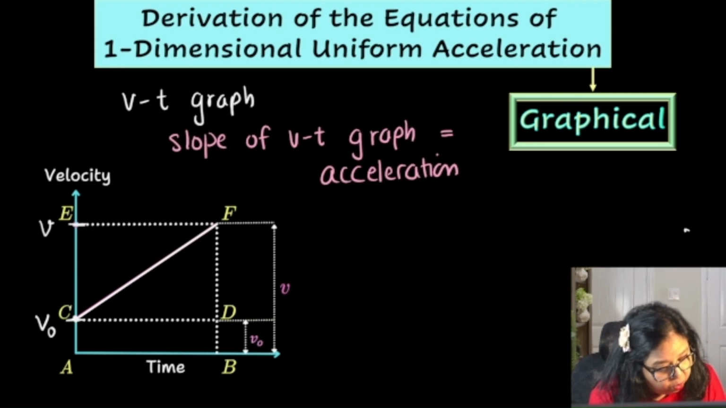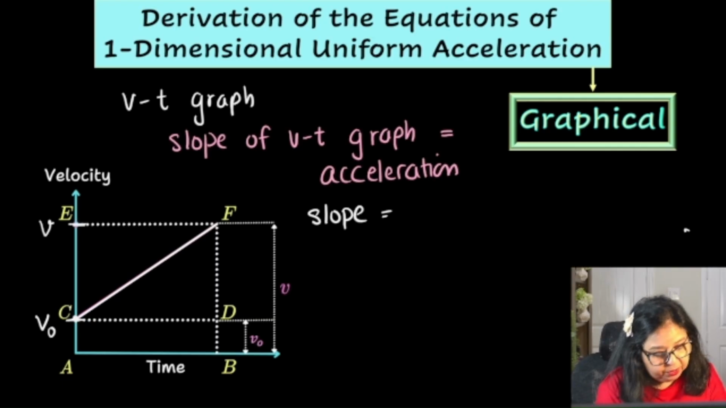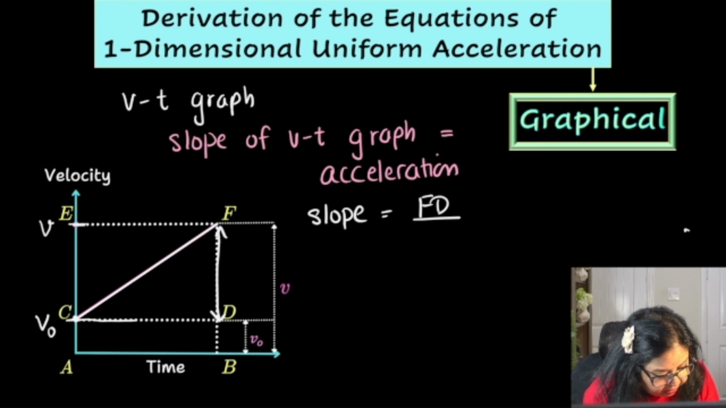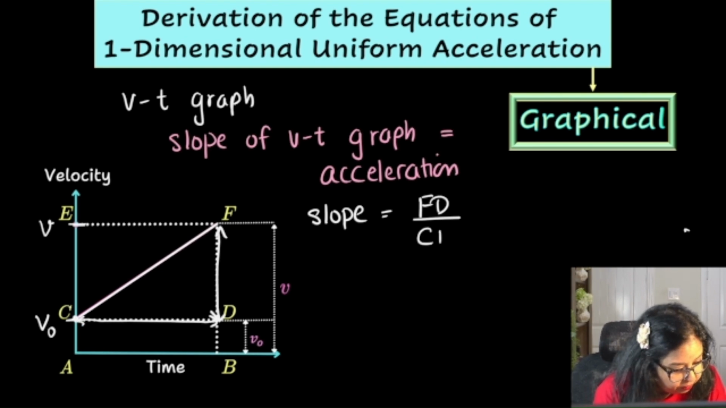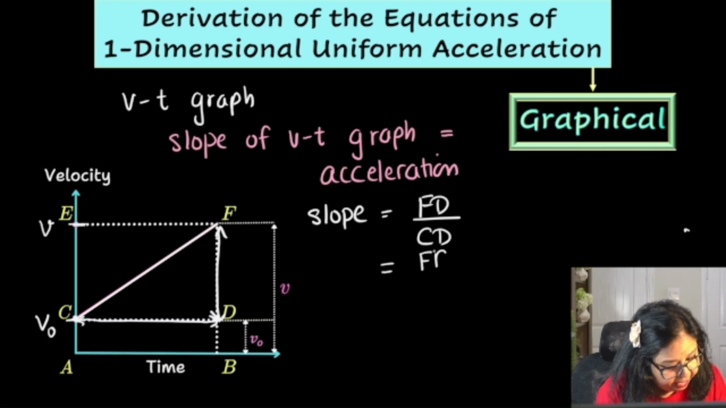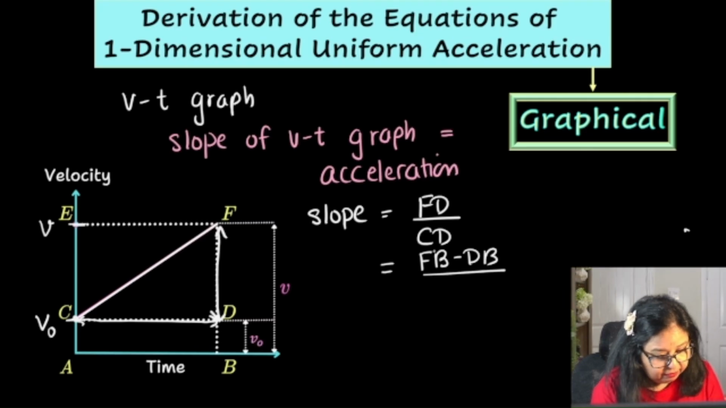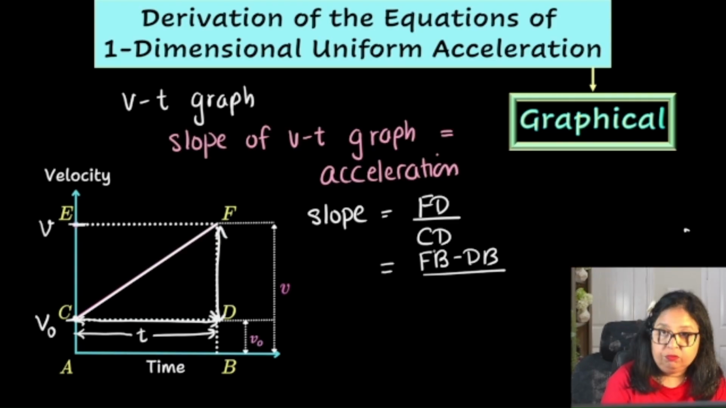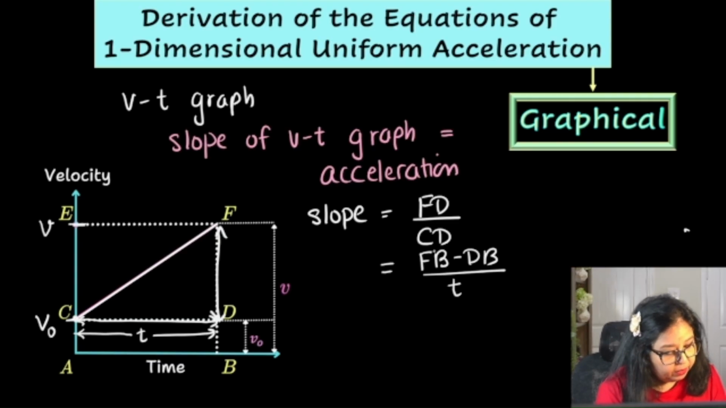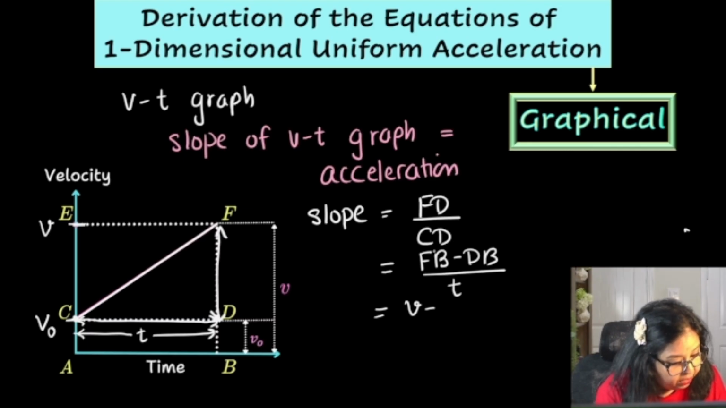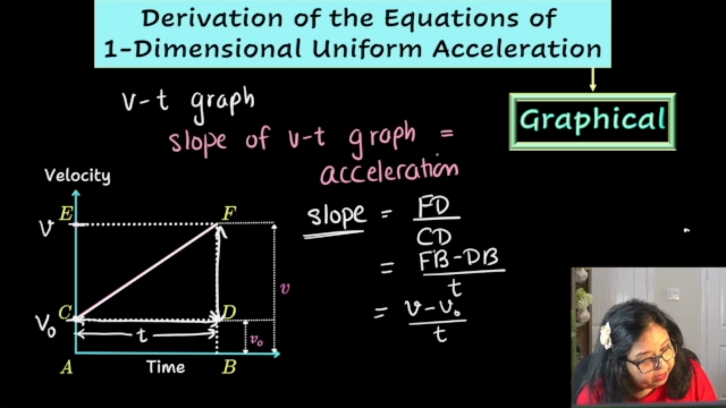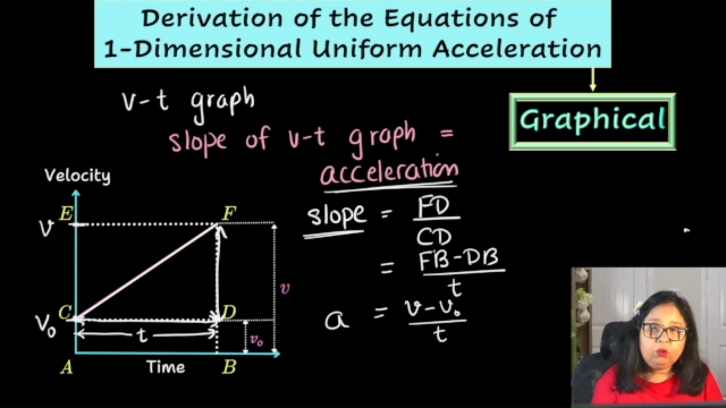Now, geometrically, the slope of this graph is equal to what? That is going to be equal to the rise, which is Fd, divided by the run. And the run is what? That is Cd. We're going to write Fd equal to Fb minus dB. And Cd is the time t, time t during which the velocity changes from v naught to v. So instead of Cd, go ahead and write t. Now instead of FB, we're going to write V, and instead of dB, we're going to write V naught. V minus V naught divided by t. And we already said that the slope is equal to acceleration. So here we go. We have a equals V minus V naught over t, just like we have been getting.